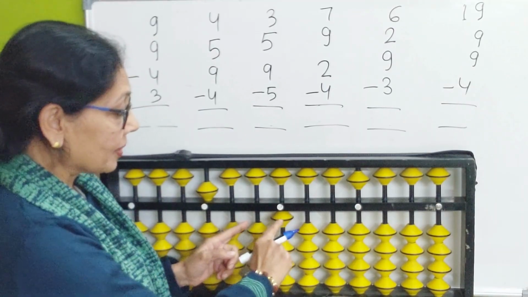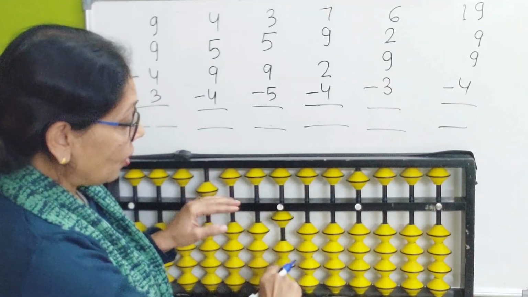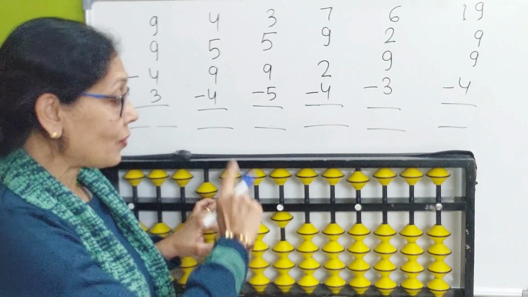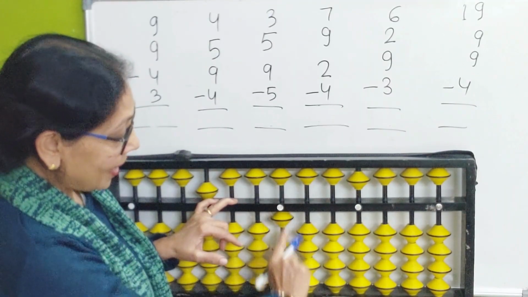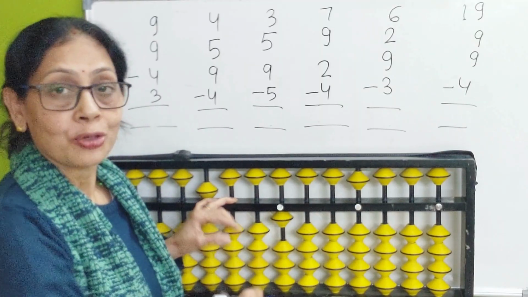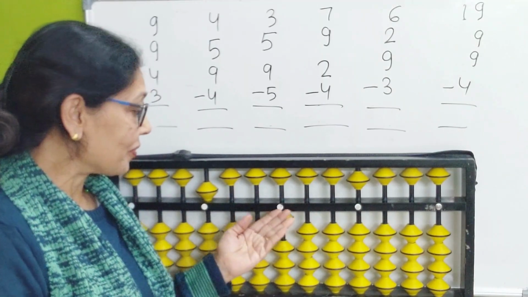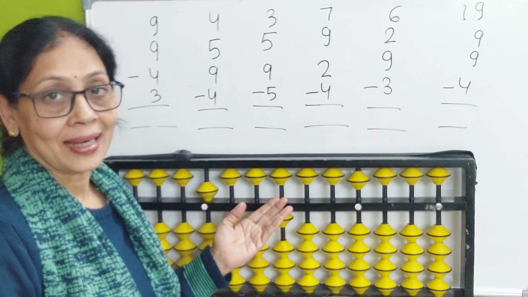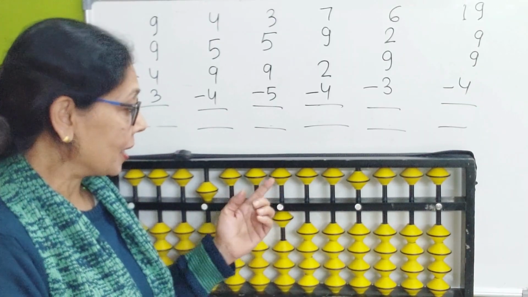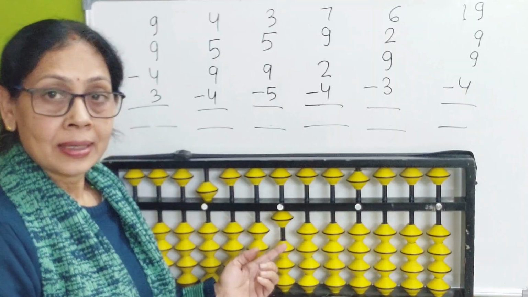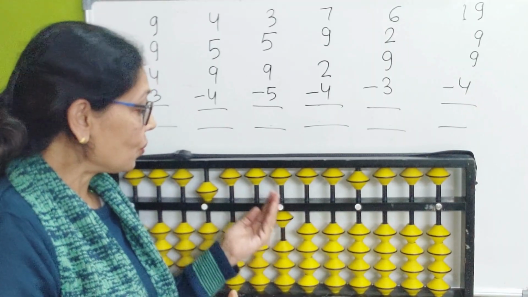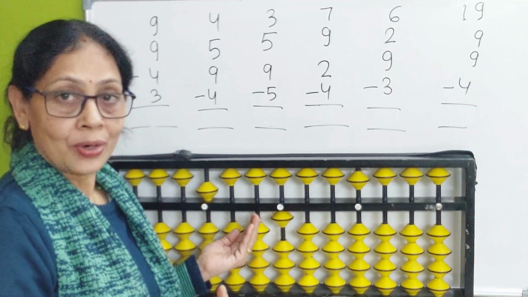See, you have 1 on the ones rod, and you have to add 9. Now see, only 8 bits are left over here. How to add 9? So recall the big friend of 9. Because see, you don't have the 9 bits here, so you have to come to the tens rod.